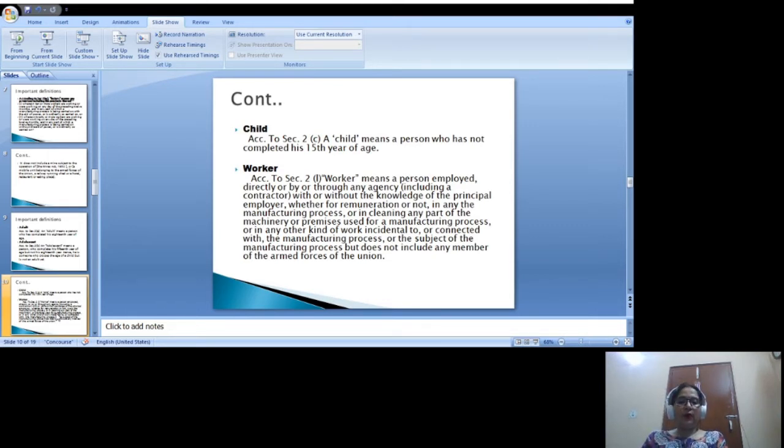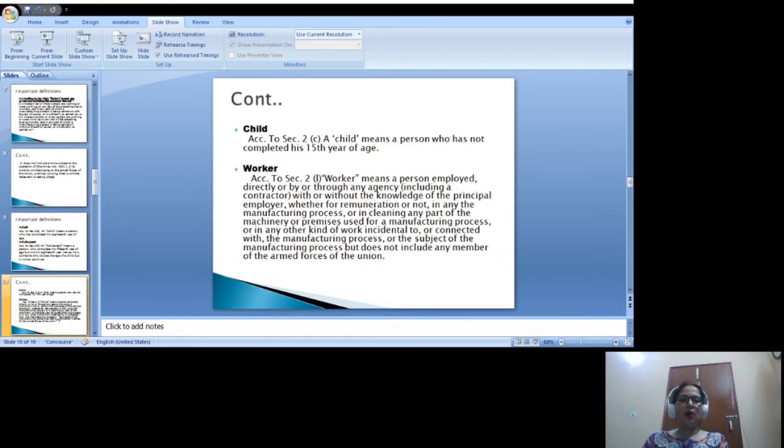Now, worker. The main definition, because we are studying the Factories Act, is of worker according to section 2L of the Factories Act 1948. I am repeating Factories Act 1948 so that we can remember the year in which this Act was formed. But it came into force on the 1st day of April 1949.